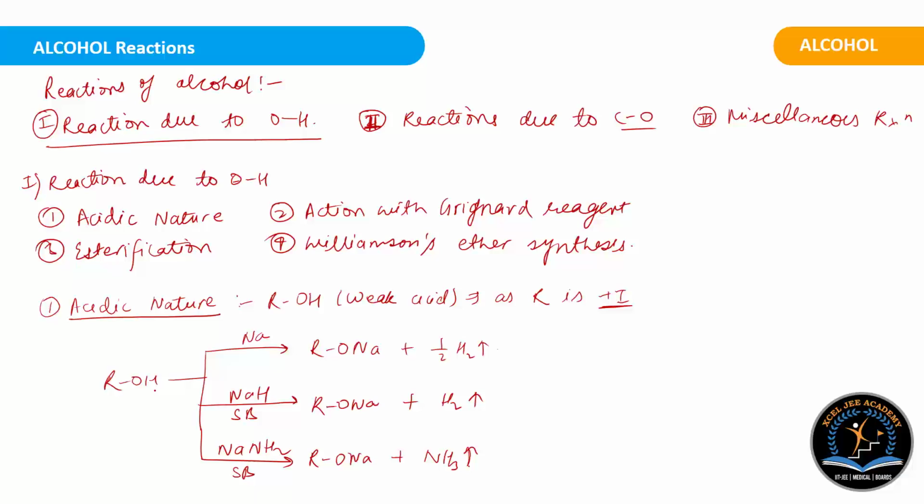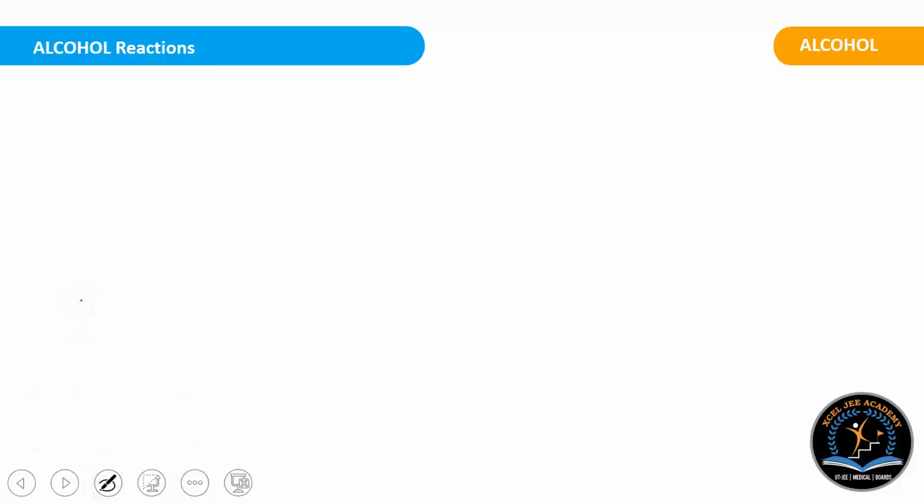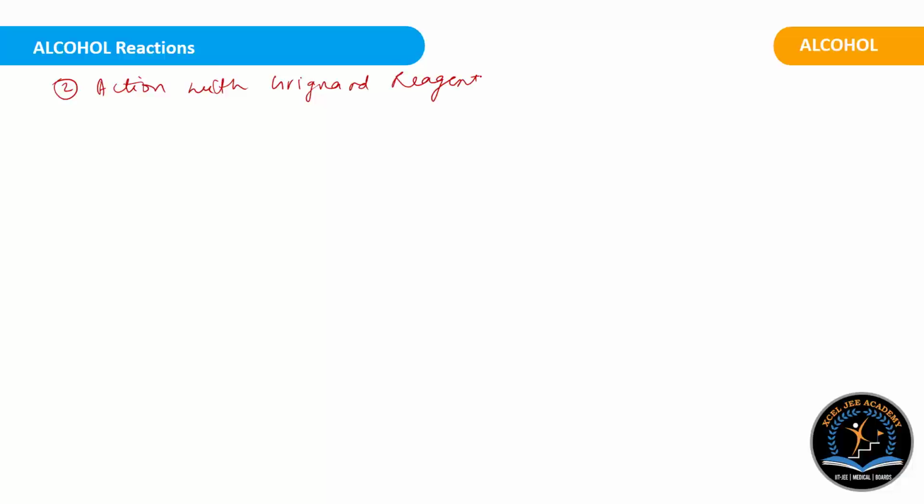Now after the acidic nature of alcohol, the next reaction is with the Grignard reagent. So the second one is the action with this Grignard reagent. Now in the action with the Grignard reagent, we have the Grignard reagent, which is referred to as R minus MgX with a positive charge on Mg. So this is the compound. Now this is basically a reagent. This reagent is reacting with alcohol.